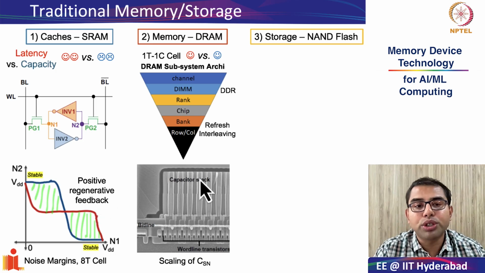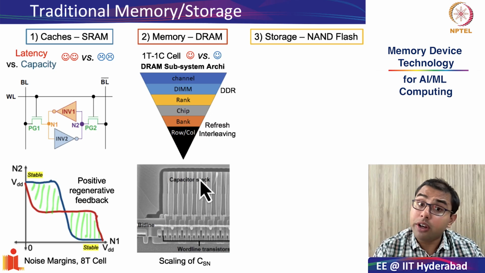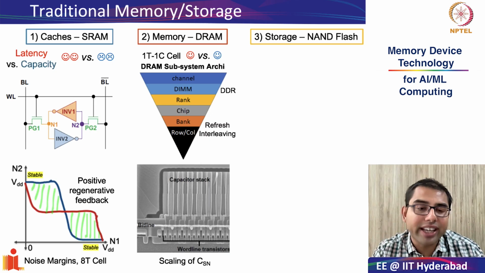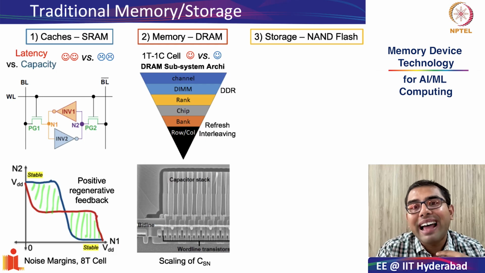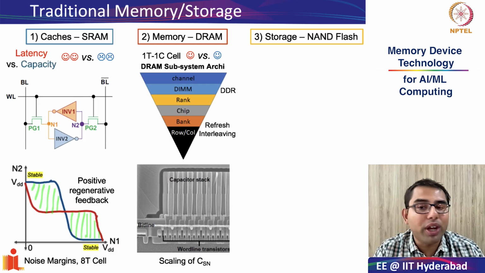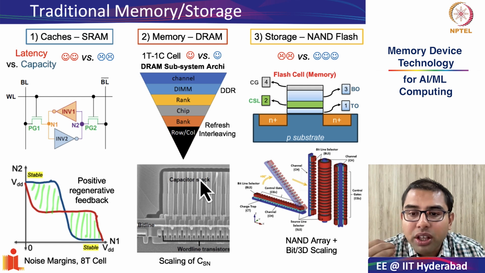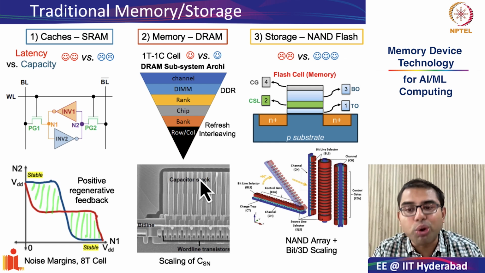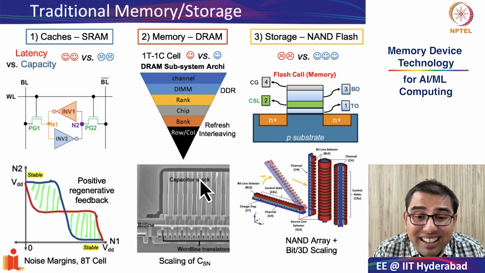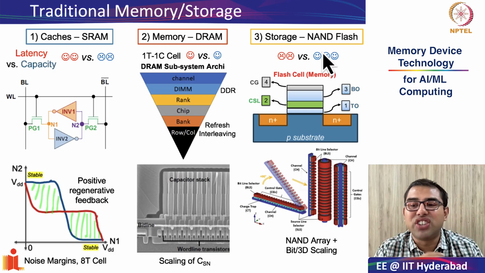Finally, we also saw that scaling the capacitor in the DRAM has been a major technological challenge which people have been able to overcome through advances in nanofabrication technology. Finally, at the base of the pyramid, we had your NAND flash for primary storage. Here, the critical thing was to have very high bit density.